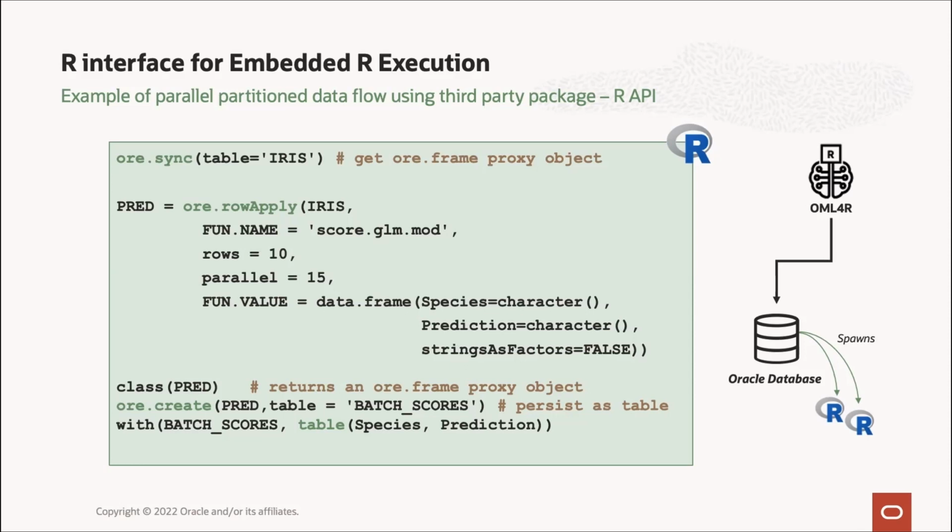The next input specifies the number of rows in each data partition, and parallel determines how many R engines to use for this computation. And lastly, the function.value specifies the output format as a data frame. We can then save the resulting ORE frame in the data store to persist as a table.